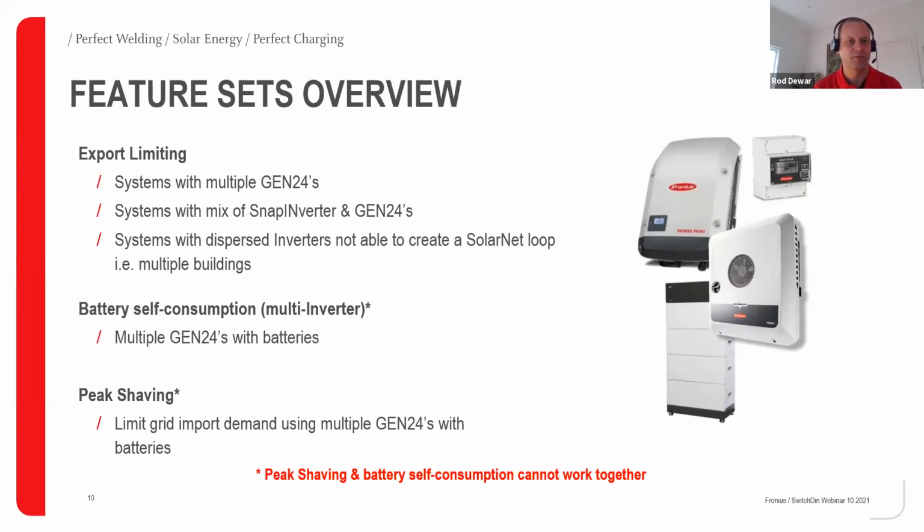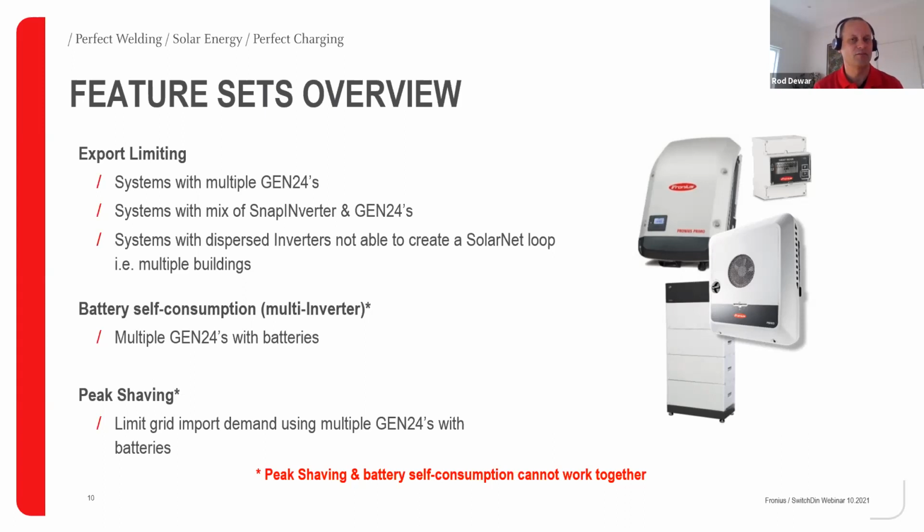So when we look at export limiting, any systems which have multiple Gen 24s with them. If you've got multiple ones on the site and you need to export limit the whole site, that's where the Droplet is good to come in. Also, we have some mixed systems. Let's say some systems have a Snap inverter on site and you're looking at adding a Gen 24 to that. The Droplet is used for that in order to do export limiting for the whole site.